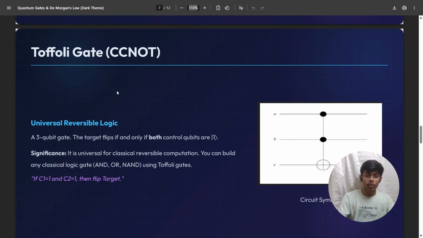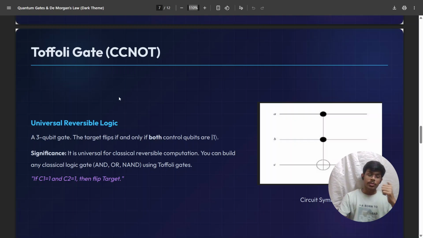Okay, let's start with the Toffoli gate. It is just a CNOT gate with an extension. It is also called the CCNOT gate or controlled-controlled NOT gate. If CNOT is a 2-qubit gate, the Toffoli is a 3-qubit evolution. The target flips only if both control units are 1. Otherwise, it just copies the input which you have given.